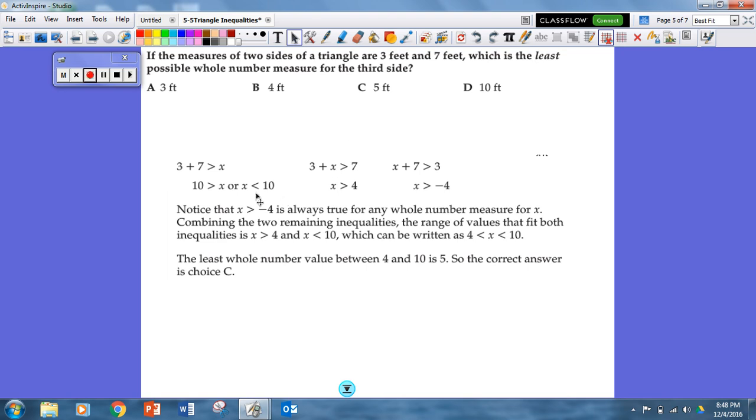And we also know that x has to be greater than 10, so that 7 plus 3 satisfies. So 10 cannot be the case either. So the least number is between 4 and 10, so it's 5 from our choices. Obviously, it could be 4.001.